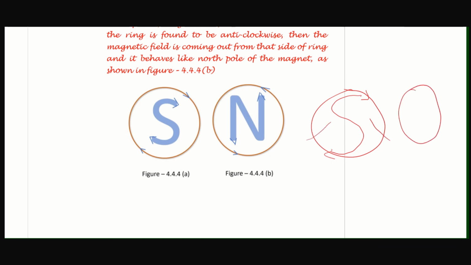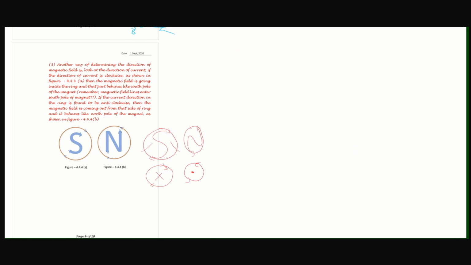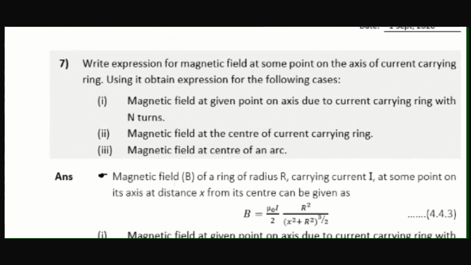But if you see that the current is anti-clockwise, then it's like N. So the part you are facing is the part where field lines are coming towards you. If the current is like this, you should understand that field lines are coming out. If the current is like this, field lines are going in. So these are different ways of determining magnetic field due to a current carrying ring. Let us move to special cases now.